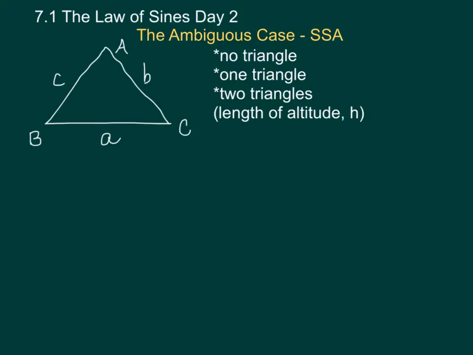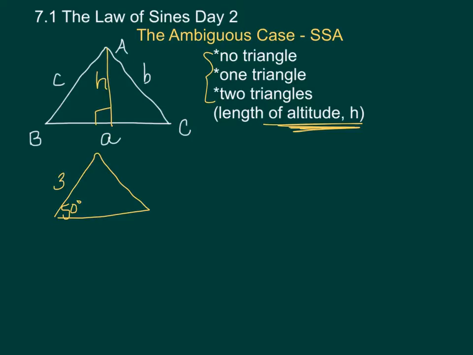And all of this is determined by your altitude, which is this length here, which we call h. This measurement determines which triangle you're going to get. So the first thing you always have to do is find h. So I'm going to give you an example so you can see how it works. Let's say angle B was 50 and this was 3.